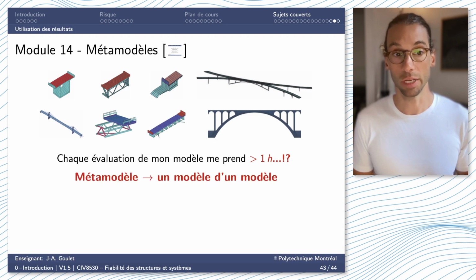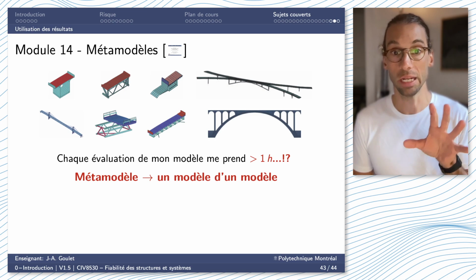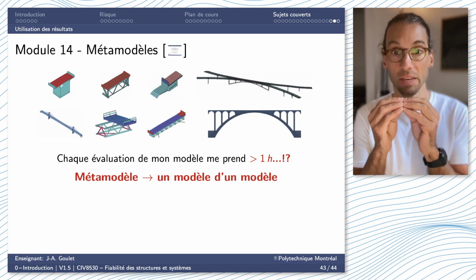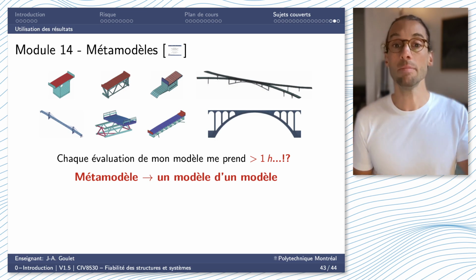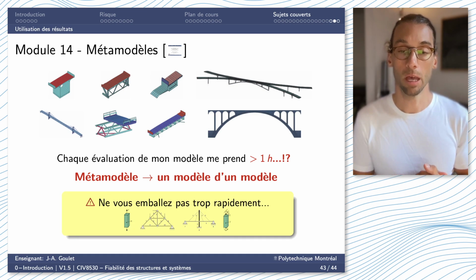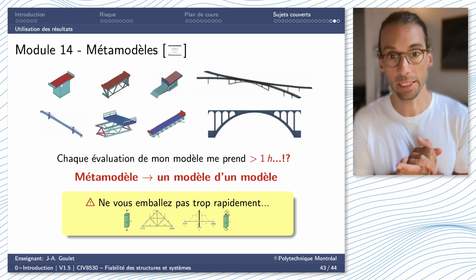So in that case, what we can do is build a meta model or a surrogate model, meaning a model of a model. A small, easily evaluated model that's going to mimic the response of our full complex, heavy finite element model. But don't get excited too quickly.